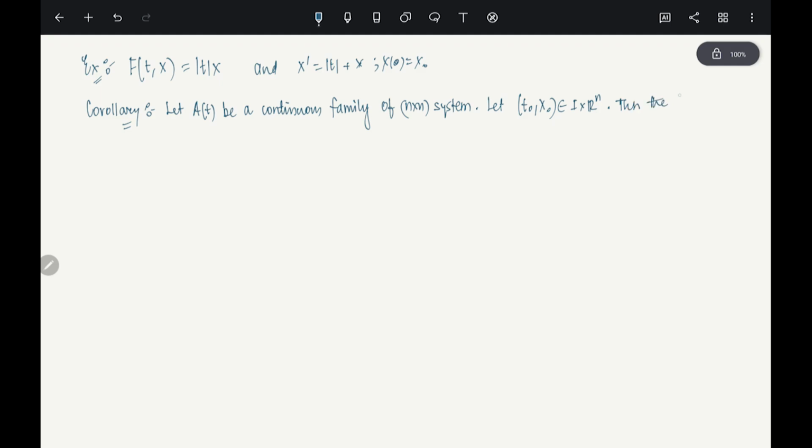Then the initial value problem, what is the problem? X prime equals A(t) times x, with x at the point t naught equal to x naught, let's say. T naught can be 0 also, doesn't matter. Okay, so that has a unique solution on all of I.